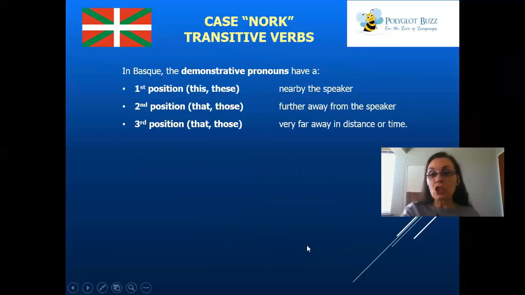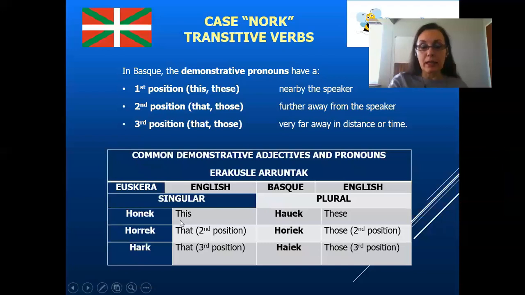I have the first position and the second position and the third position, just like the demonstrative adjectives, and they look like this. Honek, horrek, harek, hauek, horiek, haiek. They mean exactly the same as the case nor, but the only difference is that the verb is either intransitive or transitive. Movement, direct object.